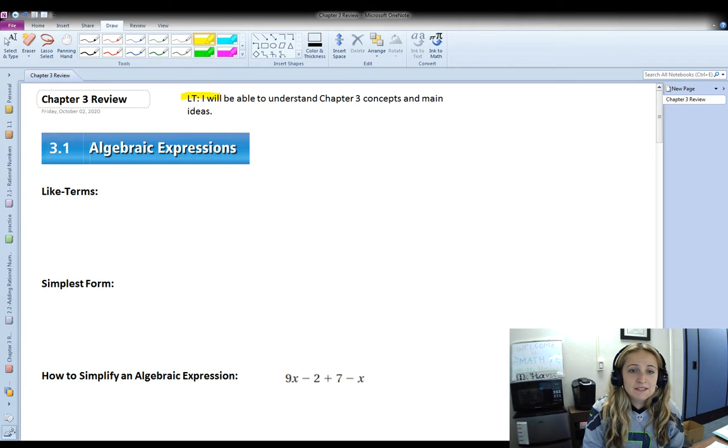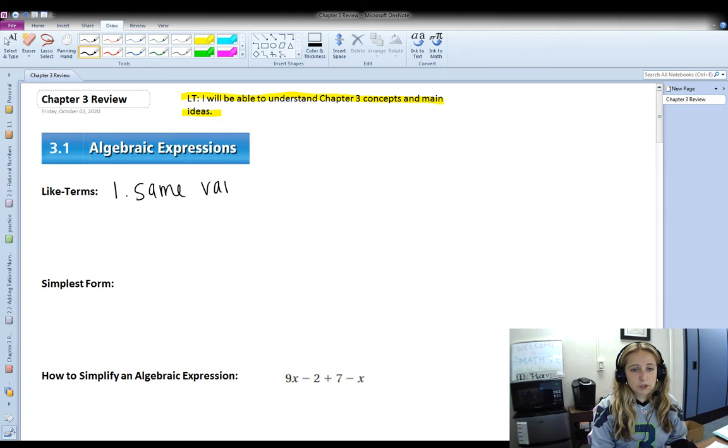So the learning target for today is I will be able to understand chapter 3 concepts and main ideas. Okay, let's go right to 3.1, which is algebraic expressions. So in section 1, we talked about like terms. And like terms have to have two things, remember. Like terms have the same variable. And just a reminder, variables are the letters. We call them variables in math language. So they have to have the same variable, and those same variables have to be raised to the same power.